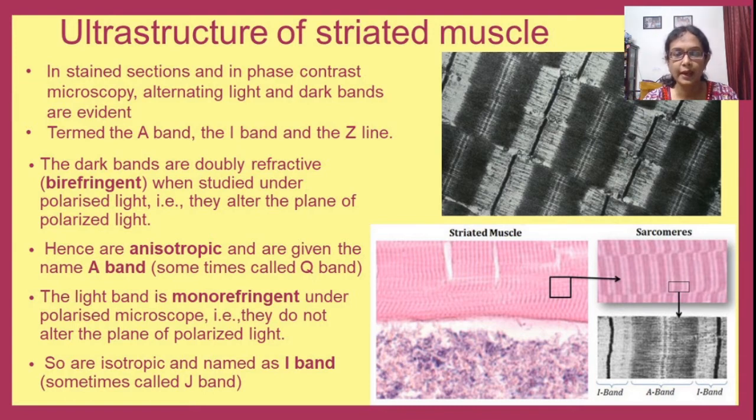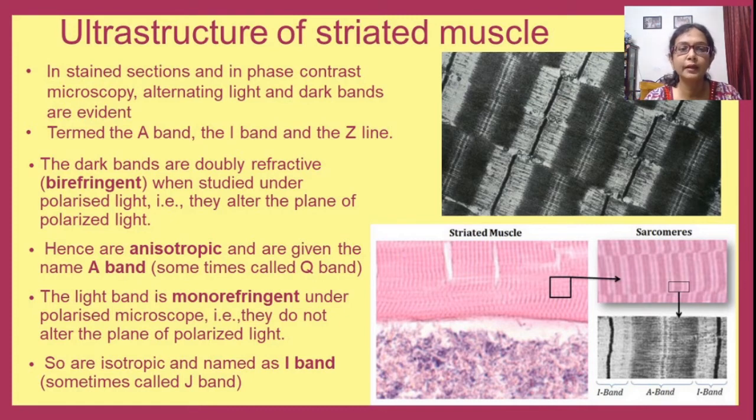We can see a black and white diagram. It is basically a phase contrast microscope picture of a skeletal muscle. We can see alternate dark and light bands, and in the lower region you can see the purple figure. This is the histologic picture, and here the dark bands are doubly refracted when studied under polarized light. So we can term it birefringent, and these are known as anisotropic. From this term anisotropic we get the A band. Sometimes it is also called Q band.